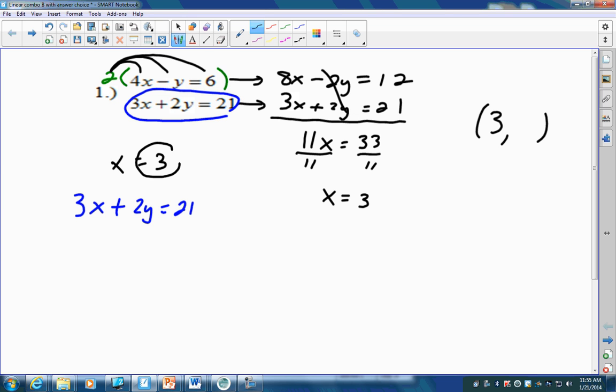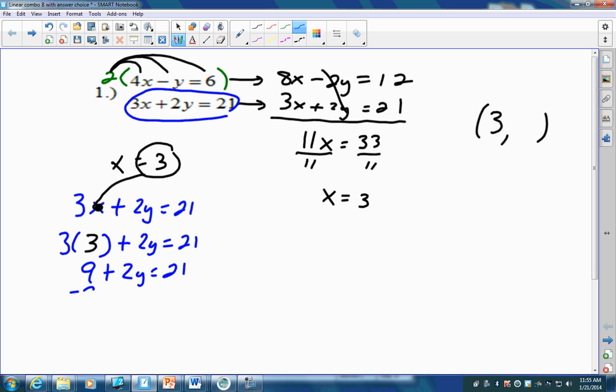I'm going to take what x equals, and I'm going to substitute it in here for x. So I have 3 times 3 plus 2y equals 21. 3 times 3 is 9. 9 plus 2y is 21. This is regular solving. And I come up with y being 6. That's my solution to this one.